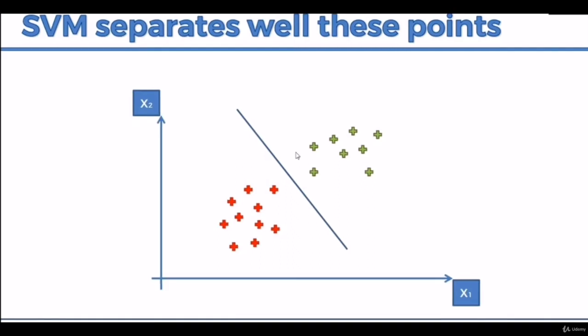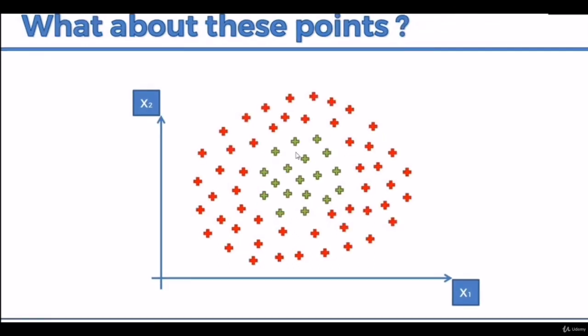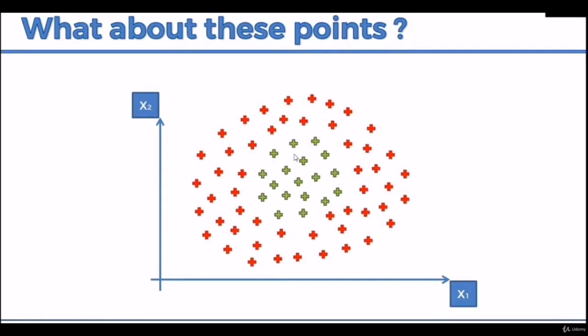Now certain cases come when we can see data points like this. As you can see, the red data points are surrounding the green data points. Even if you try to create a diagonal line, vertical line, or horizontal line, you cannot split or classify the data points using a linear separator or a linear hyperplane. So how are we going to deal with such problems?